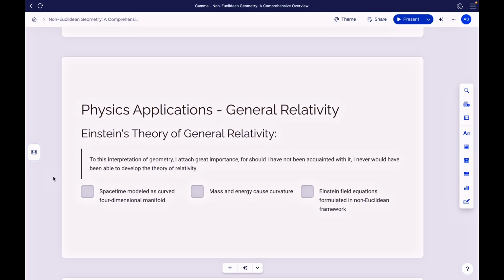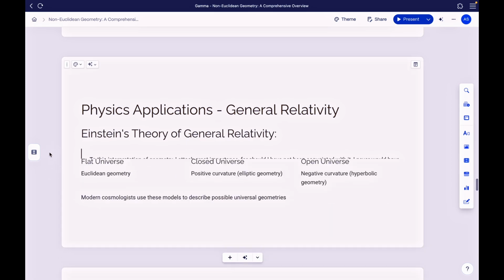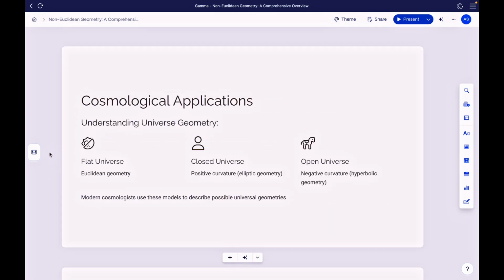Now, a quote by him crediting non-Euclidean geometry is, "To this interpretation of geometry, I attach great importance. For, should I have not been acquainted with it, I never would have been able to develop the theory of relativity." Of course, the applications don't end there.